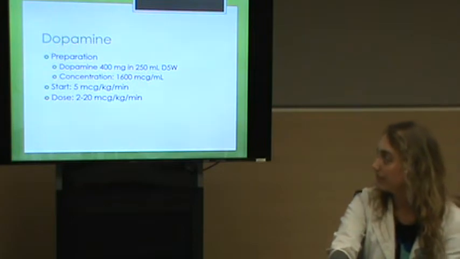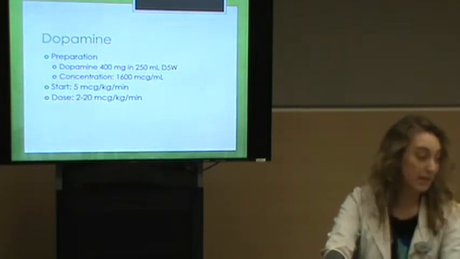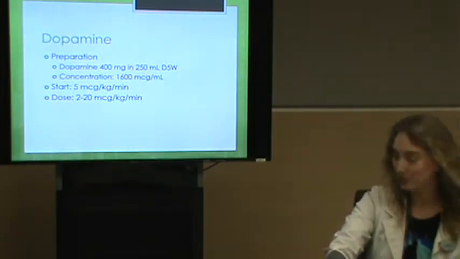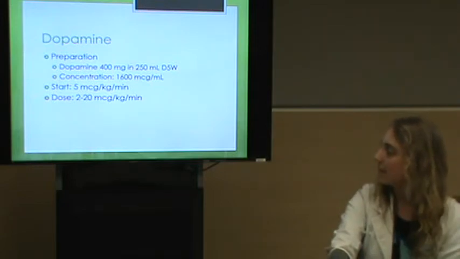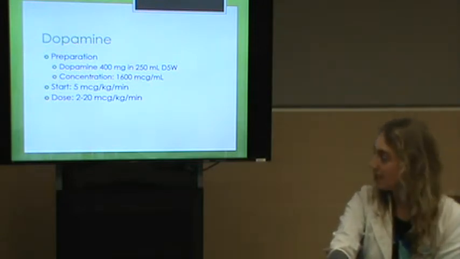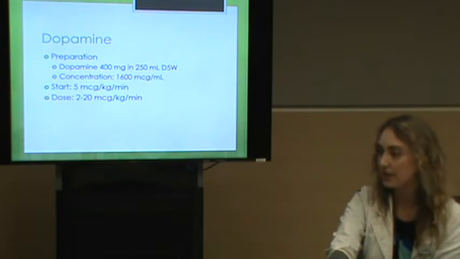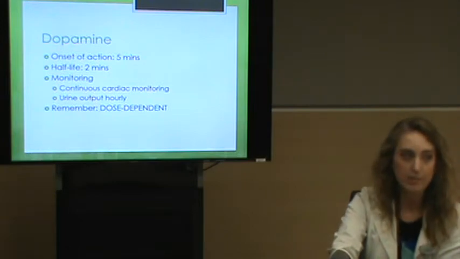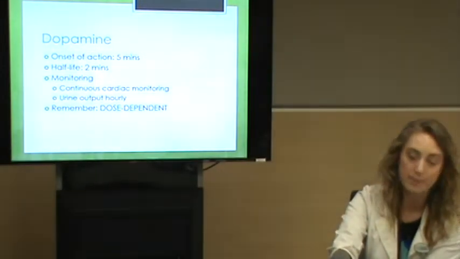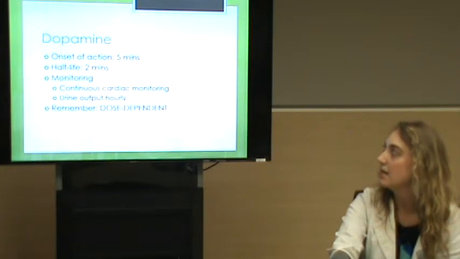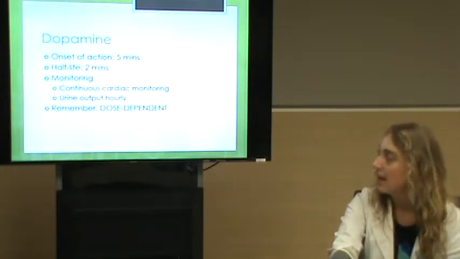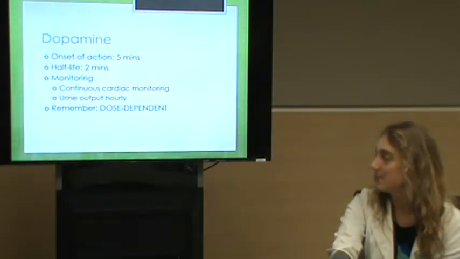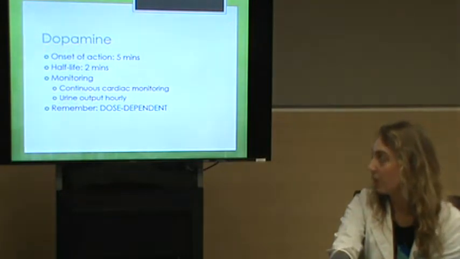So in terms of preparation, a lot of the times we have premixes, which I'll pass one around shortly. You start typically at 5 mics per kg per minute, and then you end up staying within a dosing range of 2 to 20. The onset of action is a little bit longer, so it's not a rapid or immediate onset like Levophed or epinephrine. It takes about 5 minutes. The half-life is 2 minutes. Monitoring is pretty similar, except you also want to be monitoring the urine output.